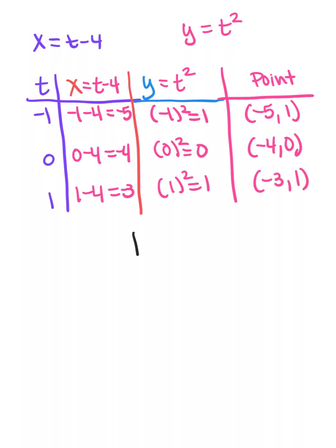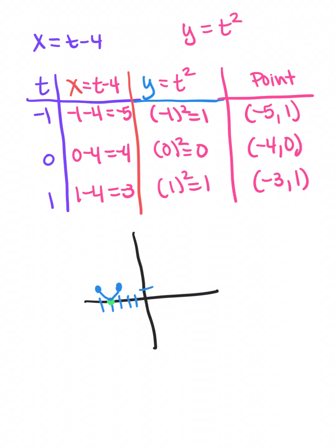So when I graph this, here's negative 5, 1, negative 4, 0, negative 3, 1. And it just looks like a little curve like that, and that's it.